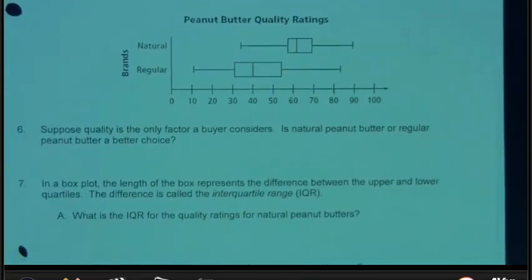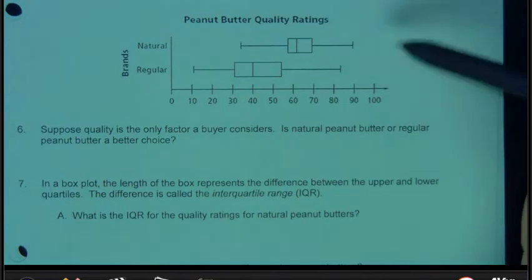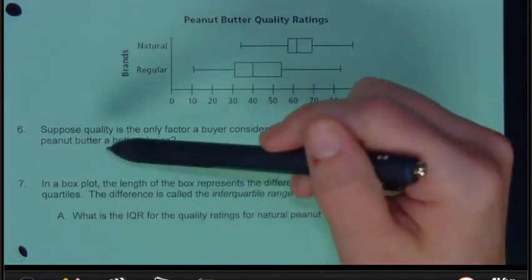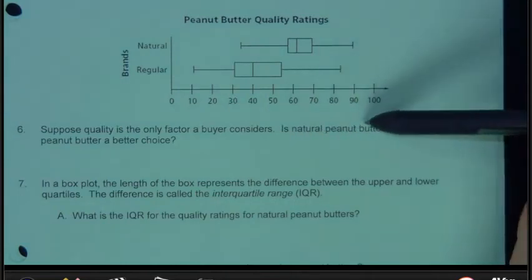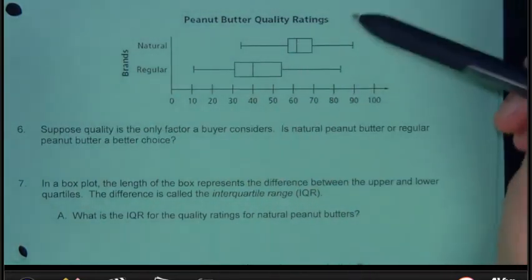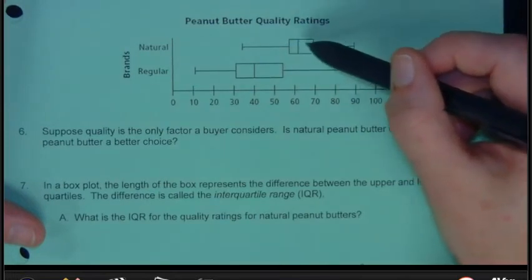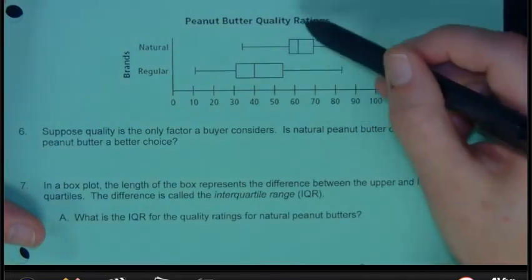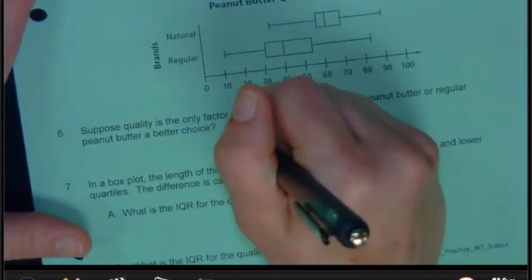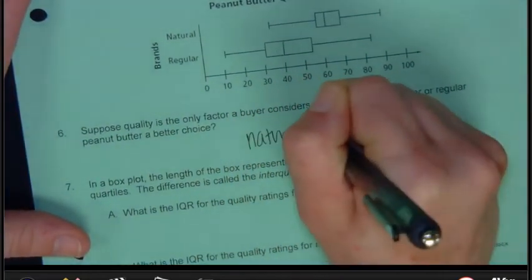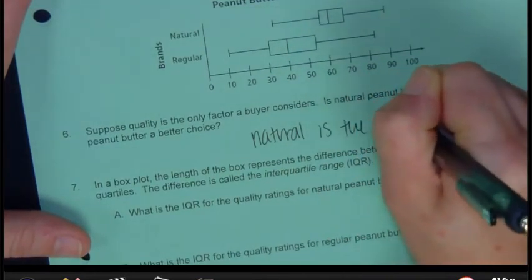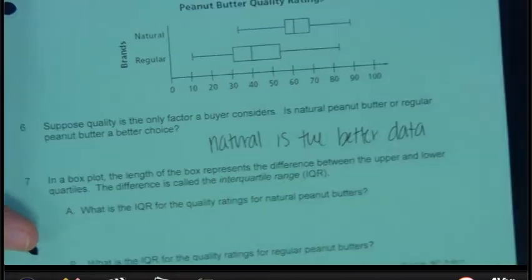But let's take a look down here. Peanut butter quality ratings. Suppose quality is the only factor buyers consider. Is natural peanut butter or regular peanut butter a better choice? Okay, so if we look at a quality rating of 0 to 100, where 100% is the best, we can consider this: is the natural peanut butter or regular peanut butter a better choice? And it looks like, based on our quality ratings, where 50% of our data is here, between 55 and like 65, that our natural is the better data.